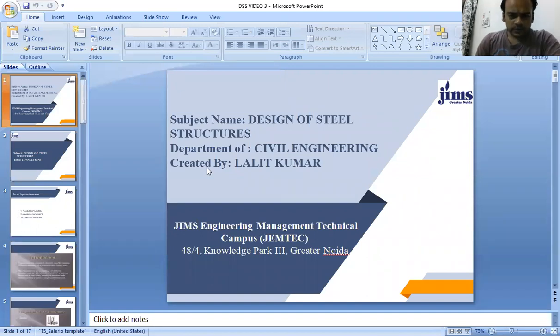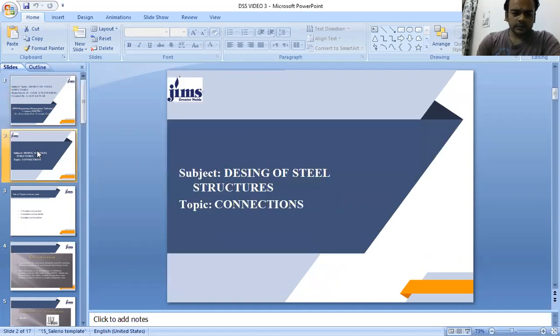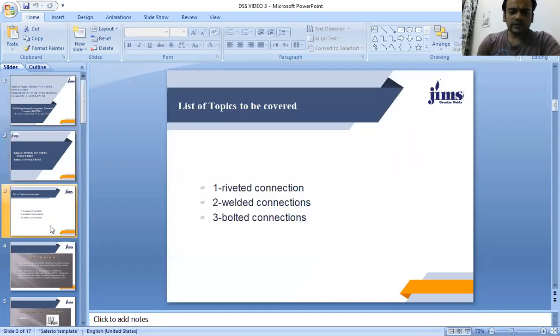Hello friends, today we will discuss our first topic in design of steel structure, that is connections. We have three kinds of connections in steel structure: riveted connection, welded connection, and bolted connection. Actually, riveted connection is not used nowadays because it has too many demerits. So right now we use welding and bolting connections. But we need to study riveted connection also.